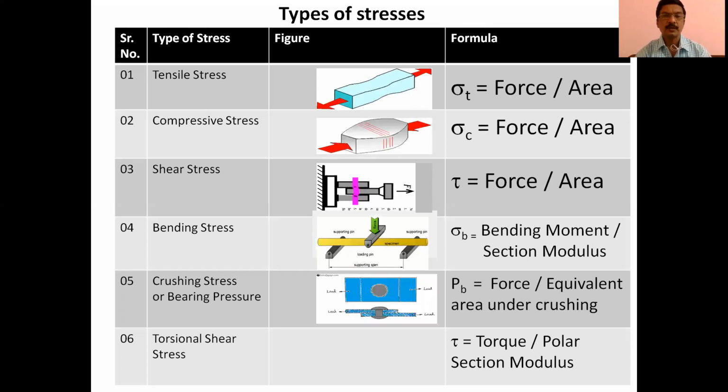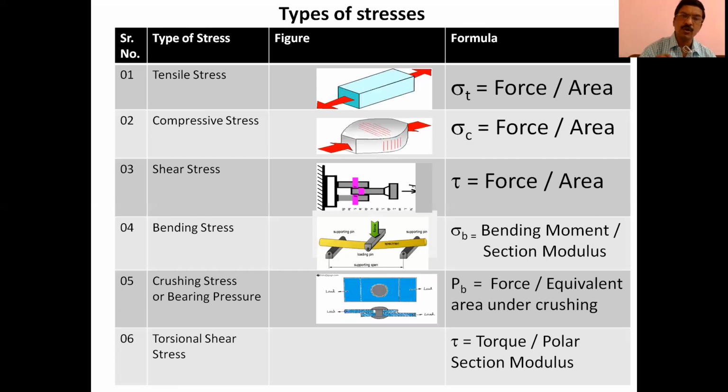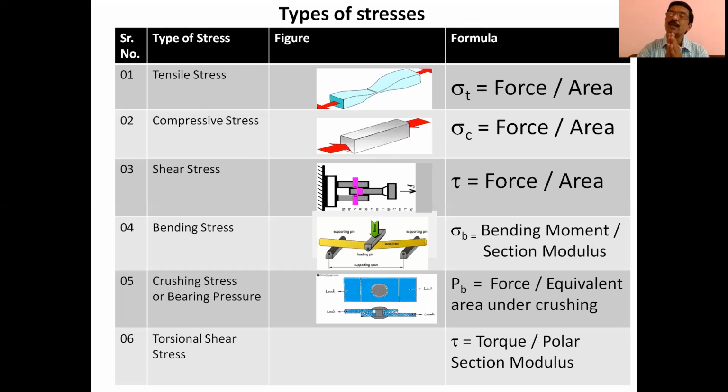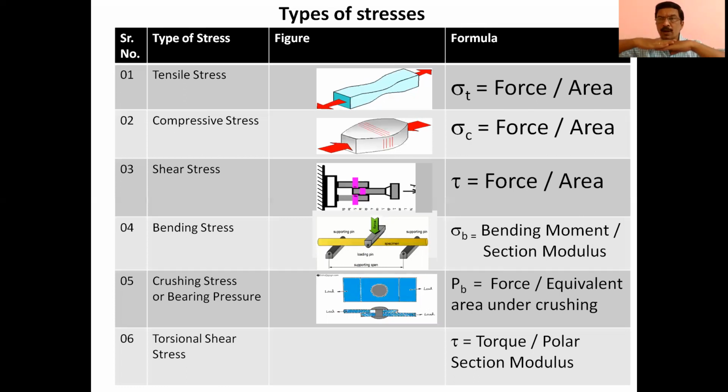Now the next stress is crushing stress or bearing pressure. Crushing stress or bearing pressure is one more kind of stress that you may not study in our strength of material. It is the type of stress which is caused due to crushing action. Whenever two parts are going to rub, or they have a compressive type of nature, then one part may get crushed by the other. Because of this, crushing stress or bearing pressure is observed.